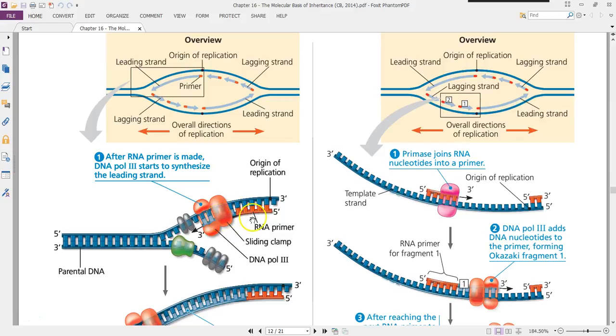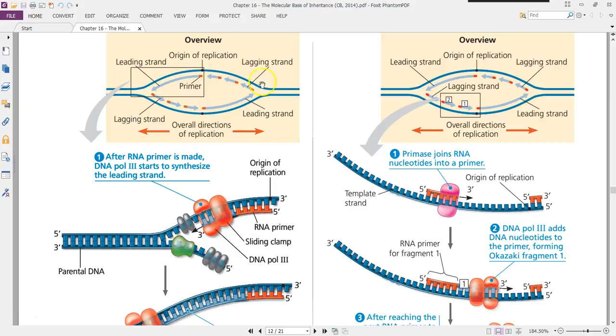But once the RNA primer is there, DNA polymerase 3 can just do its thing. It works its way along the DNA, attaching nucleotides one after the other. But DNA polymerase 3 is fairly limited. It can only attach nucleotides in one direction along the DNA molecule. It can only move in the 5' to 3' direction. And because DNA is anti-parallel, meaning that one strand goes 5' to 3' and the other strand goes 3' to 5', that creates some issues.